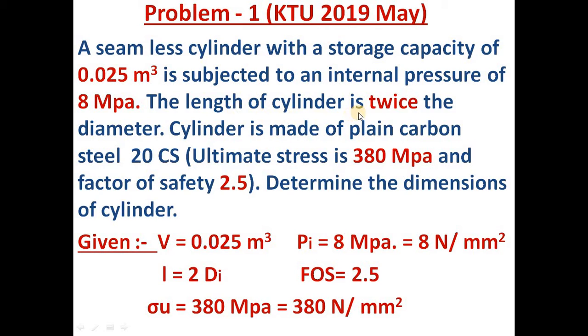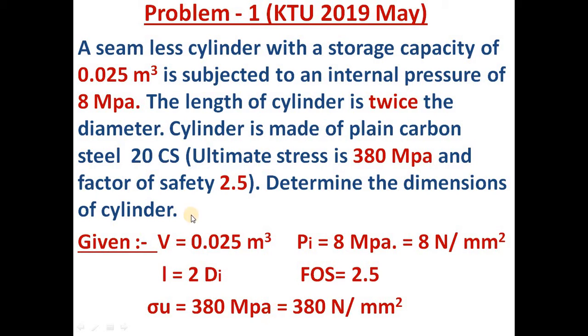Then the length of cylinder is twice the diameter. Diameter is not given, length is not given, but the relation is given. Length L is twice the diameter, 2 into Di is L. The cylinder is made of plain carbon steel 20 CS. Whatever it may be, its ultimate stress is 380 megapascal. Megapascal means Newton per mm square. That is ultimate strength, sigma U is 380 megapascal.